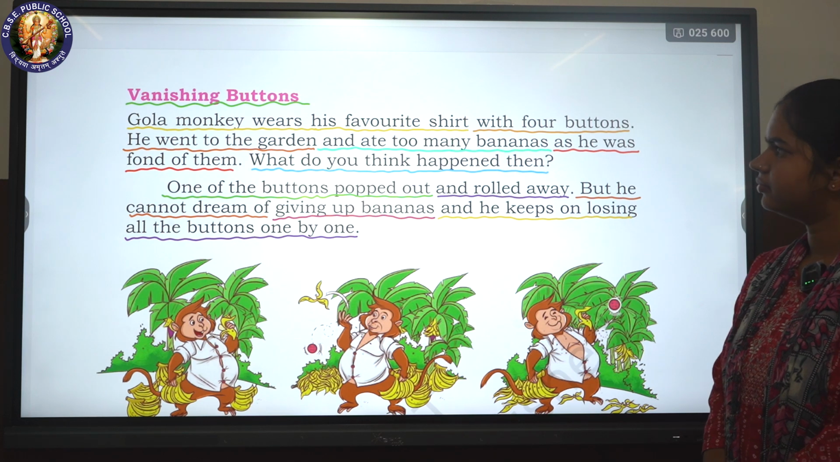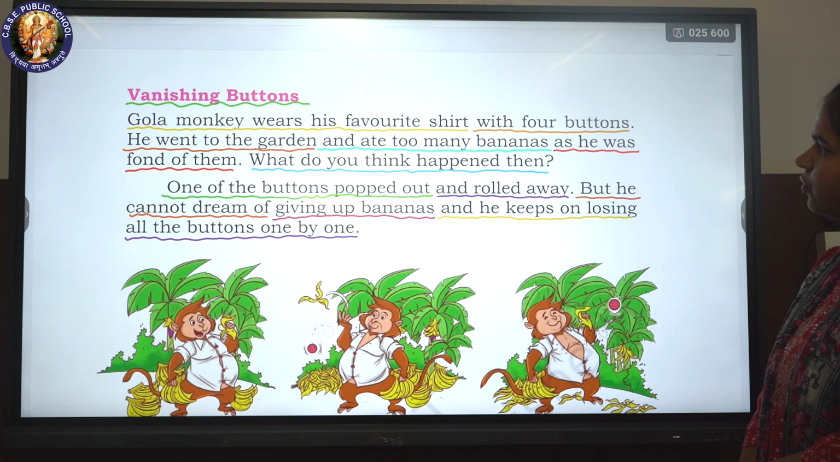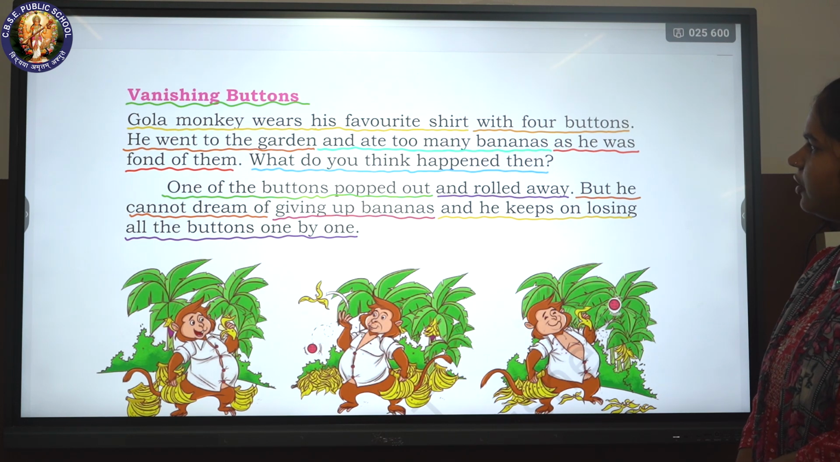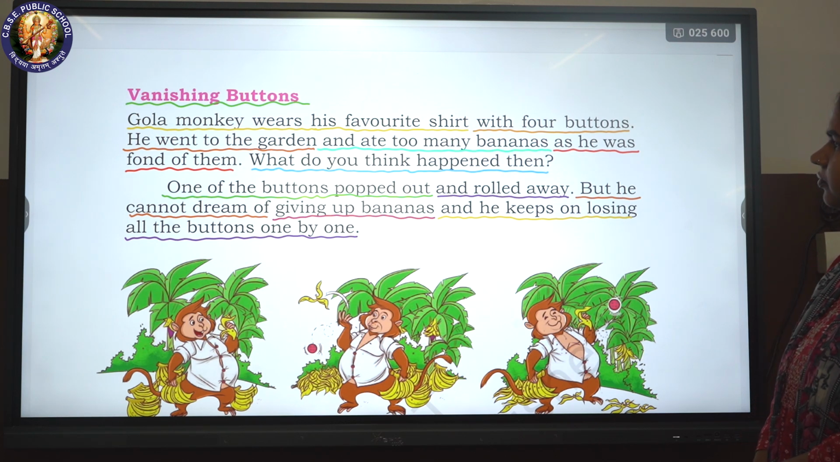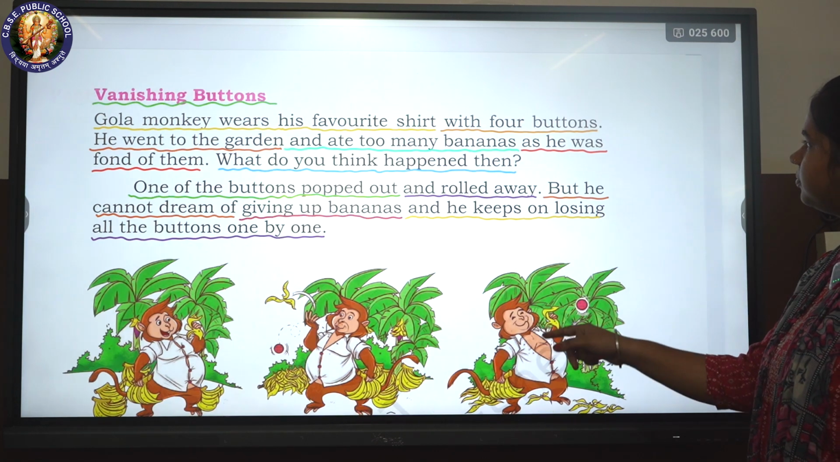Vanishing buttons. Gola monkey wears his favorite shirt with 4 buttons. He went to the garden and ate too many bananas as he was fond of them. What do you think happened then? One of the buttons popped out and rolled away. But he cannot dream of giving up bananas, and he keeps on losing all the buttons one by one.